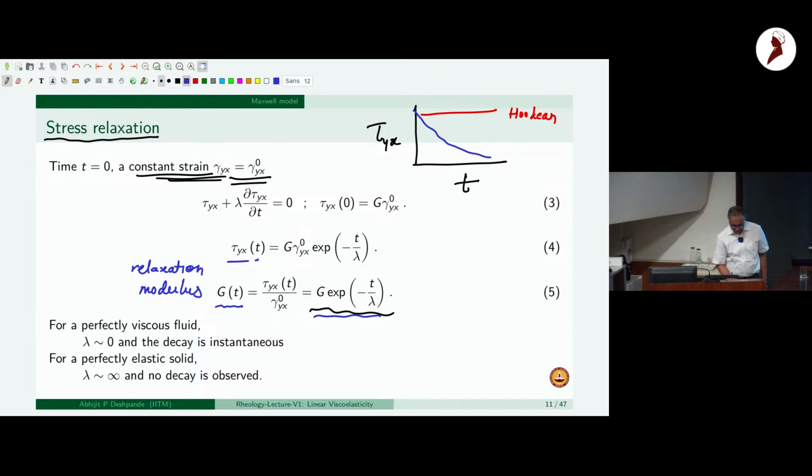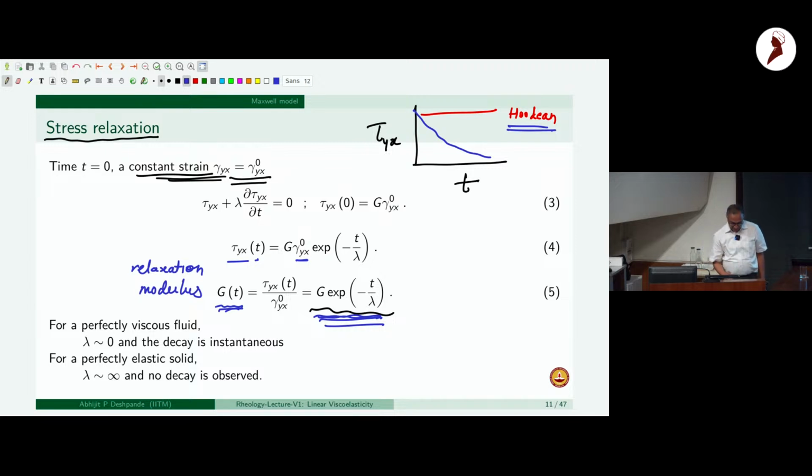Which is the stress divided by the strain, the constant strain which was applied on the material, and so it's an exponentially decaying function. So from a Hookean point of view, again, because the modulus is always defined and it's a constant, for a viscoelastic Maxwell fluid, the modulus is a function of time, and it decays to 0 over long times.